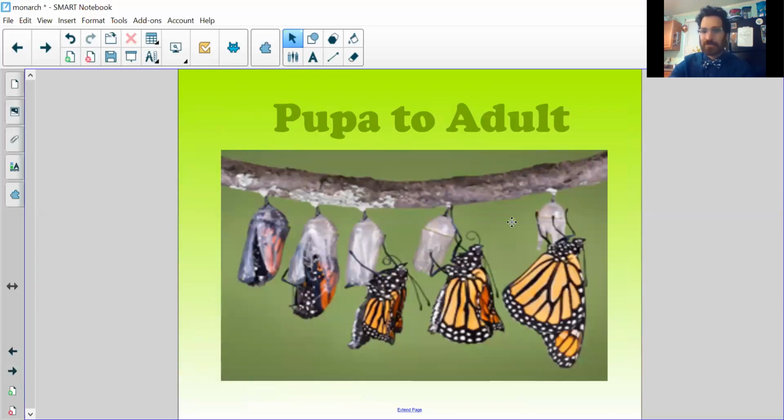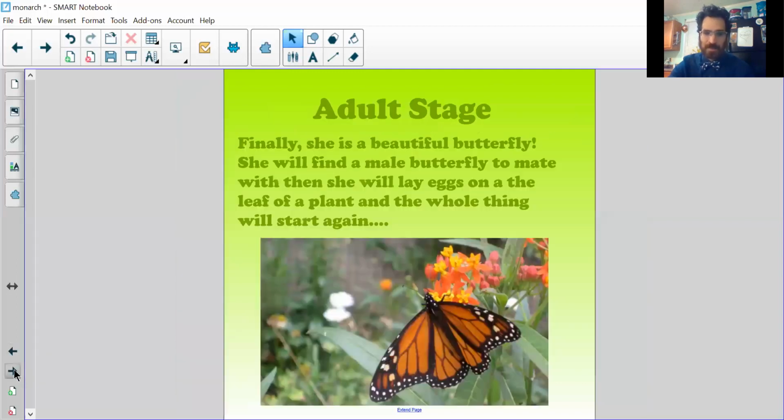So this is emerging. So this is the very end of the pupa stage. You can see the colorings coming in, and then it comes out of that. And finally, she is a beautiful butterfly. She will find a male butterfly to mate with, and she will lay eggs on a leaf of a plant.